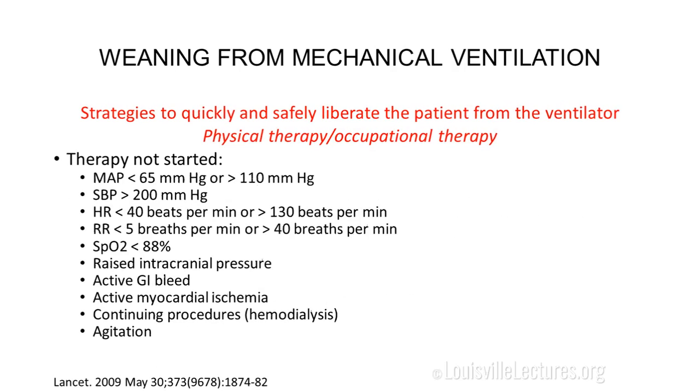So again, I think it's important to notice what they used to exclude the patients. So therapy was not started, even if the patient was enrolled in the study, therapy was not started if the mean arterial pressure was less than 65, or more than 110, if the systolic blood pressure was more than 200, if they had bradycardia or heart rate above 130, if the respiratory rate was less than 5 or more than 40, if the pulse ox was less than 88, again if they had increased intracranial pressure, active GI bleed, active MI, continuing procedures, hemodialysis, and agitation. So, yeah, I mean, there are a couple of exclusion criteria you've got to pay attention to.